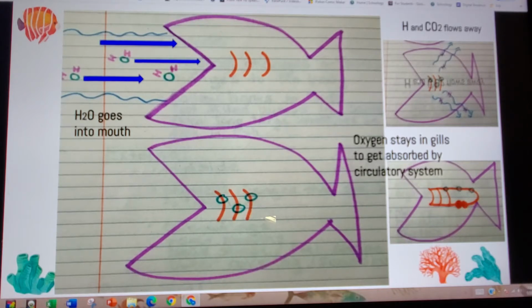The H2O comes in, the oxygen is kept, the carbon dioxide is released out. So the oxygen stays in the gills, gets absorbed then by the circulatory system. So instead of picking oxygen up at the lungs, the circulatory system picks up the oxygen at the gills and then takes it to every cell in that fish's body.